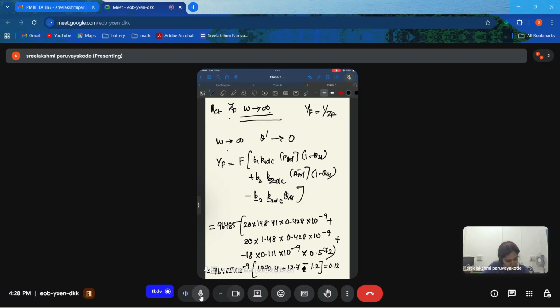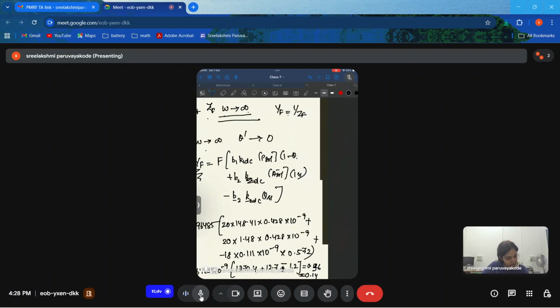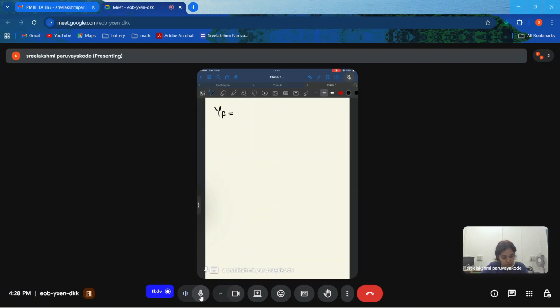Now if I'm taking the reciprocal, so that is the YF value. Now what I need is the reciprocal of that to find out the impedance. So 1 divided by 0.12. I'm getting 0.1236. I have got it as 0.136 actually. So I'm taking it as 0.14. I'm rounding it to double digit. So what I got is YF as 0.14.